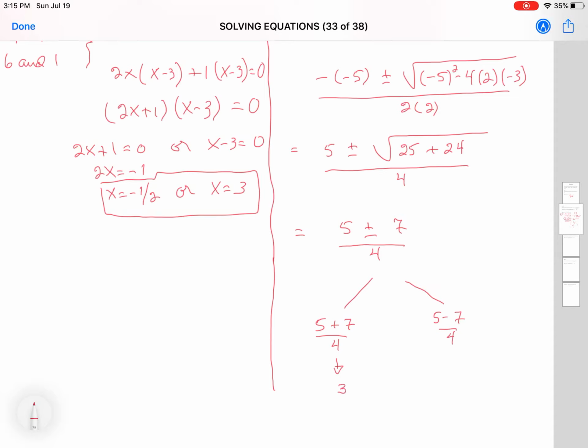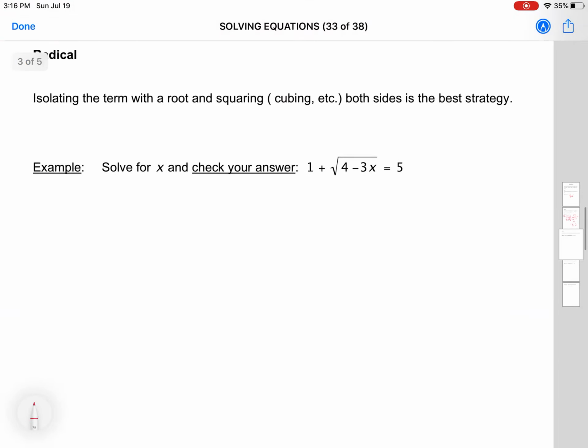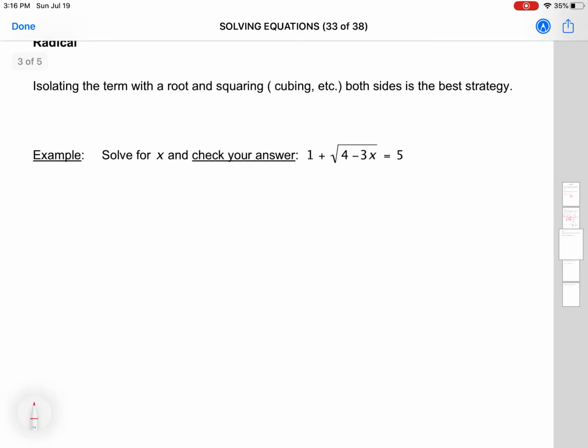This one is 5 plus 7 is 12. 12 divided by 4 is 3. This one is 5 minus 7 is minus 2. Minus 2 over 4 is minus a half. And of course, we get the same two answers as we obtained while doing the factoring solution to the quadratic. Once again, since one corroborates the other, we're not going to check this equation. Again, just like in the case of the linear equation, if you've done your work properly, checking is not needed.